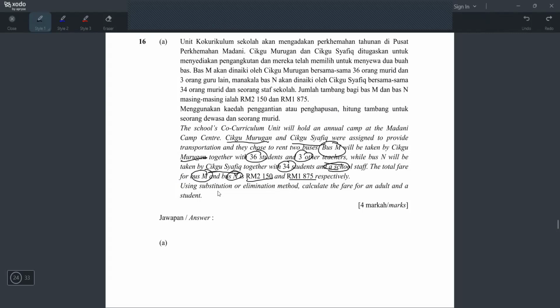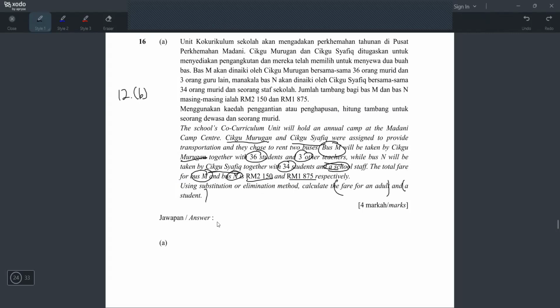So when they say using substitution or elimination method, you know it's simultaneous already. Even if they say using matrix method also is considered simultaneous. So this question and number 12B is the same type of question. It's just that you will use different method to do it. Just now you use matrix method, now you use substitution elimination. Okay, calculate the fare of an adult and fare for a student. So macam mana saya bagi tahu untuk buat soalan simultaneous?